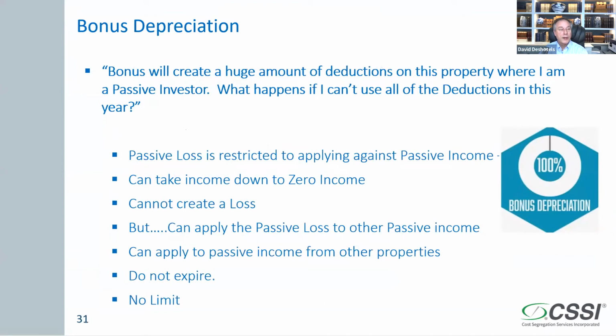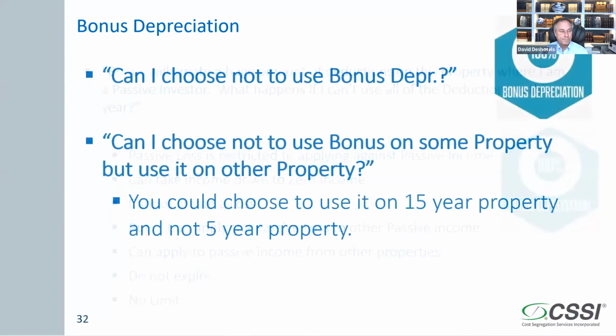Bonus will create a huge amount of deductions, and if you're a passive investor, you are somewhat restricted in what you can utilize. As a passive investor, you can utilize these deductions to offset your passive income. That means the rent that you might be getting from your building. But if you own multiple buildings, you can utilize those excess deductions against the passive income from other buildings. So if you do a cost segregation on one building and have more deductions than you can use, and you have additional properties, you can apply those deductions against those incomes as well to reduce your tax bill.